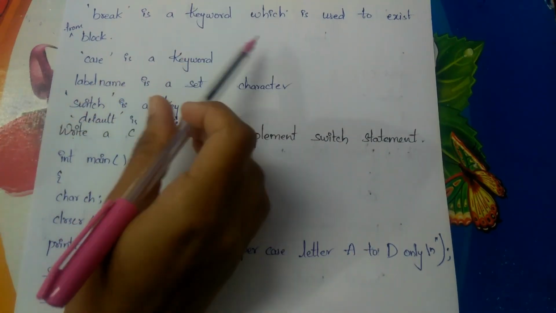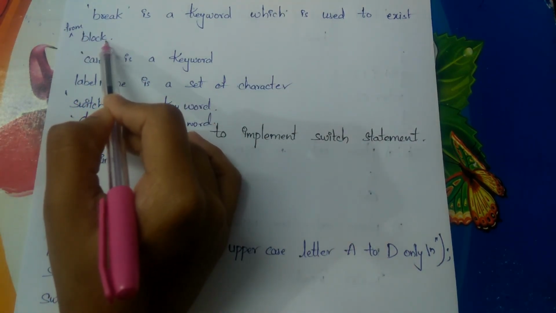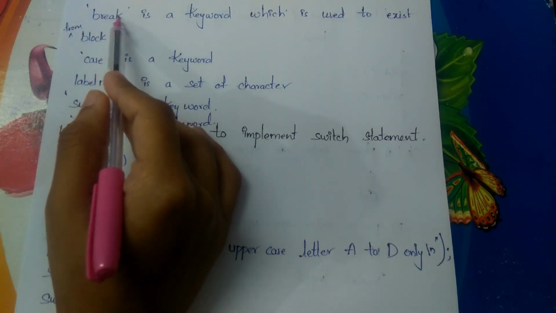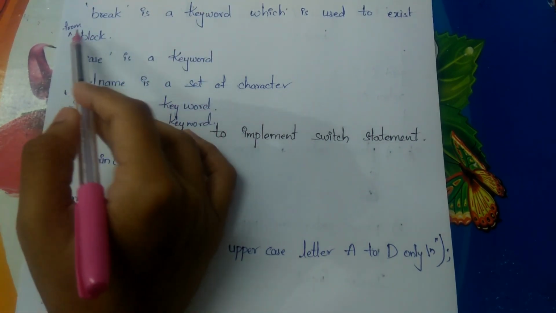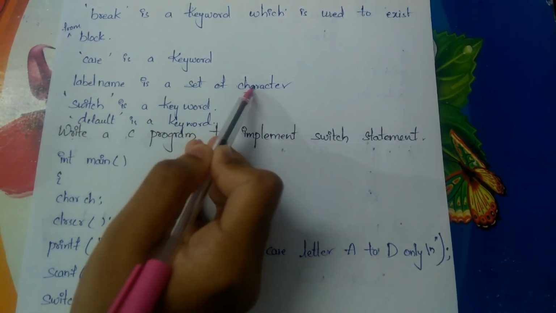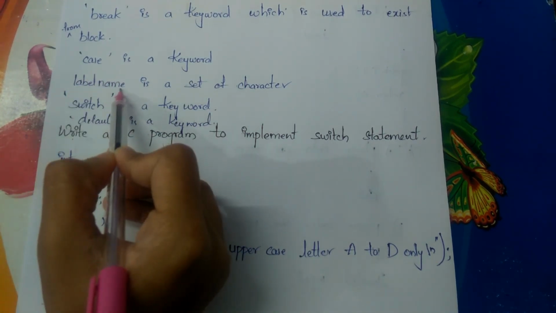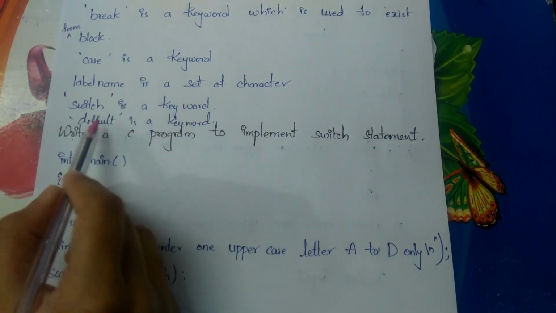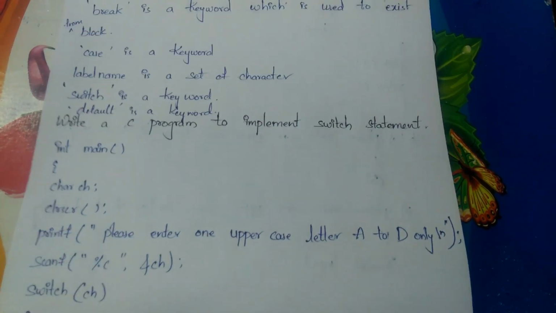Here break is a keyword which is used to exit from the block. After each case you write the break keyword, so after executing the statements of label 1, it will exit from the block. Now case is also a keyword. A label name is a set of characters, so it depends on the user, whatever label name he wants to give. Here switch is also a keyword, and default is also a keyword. We discussed all these keywords in the previous video.